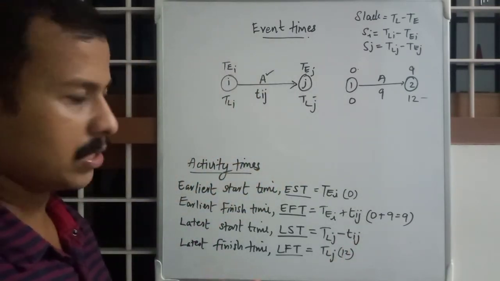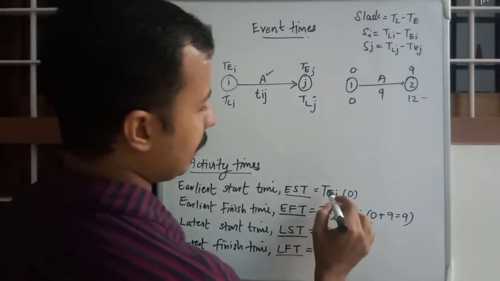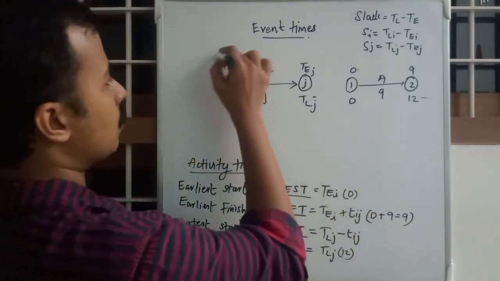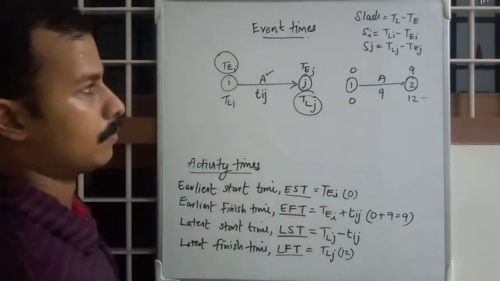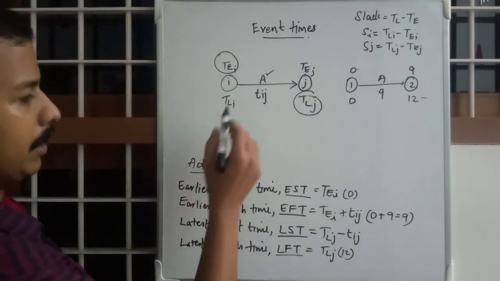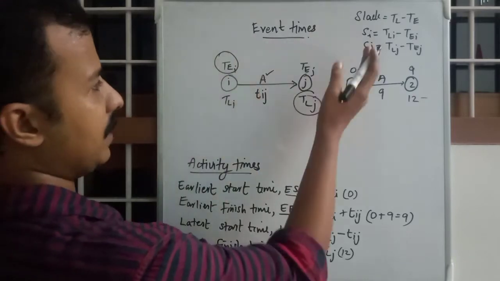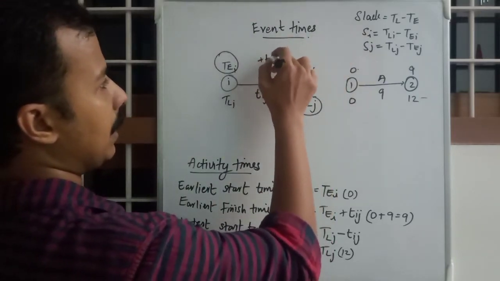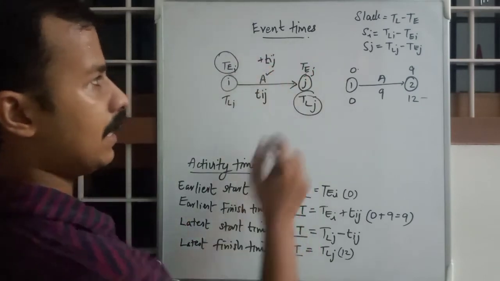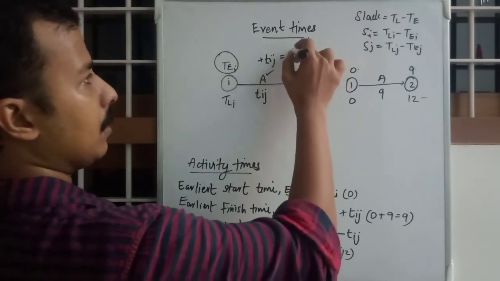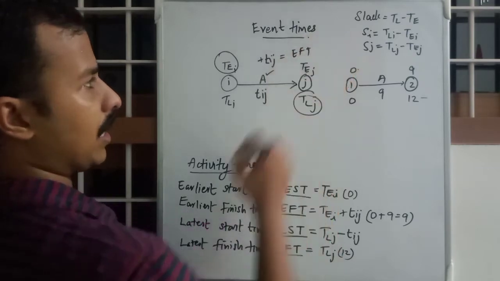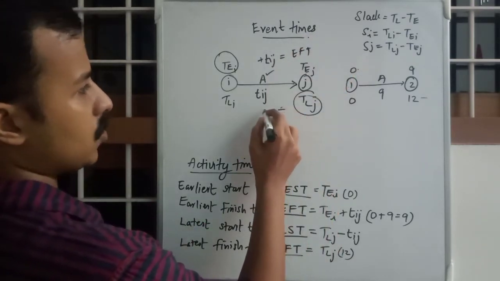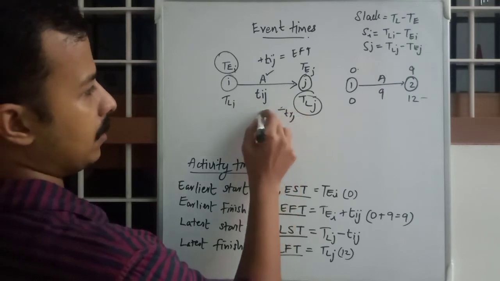Okay, I hope it's clear. You will get these two values directly from the event values, this one and this one. And you will get the earliest finish time by adding TIJ with TI. You will get the earliest finish time.